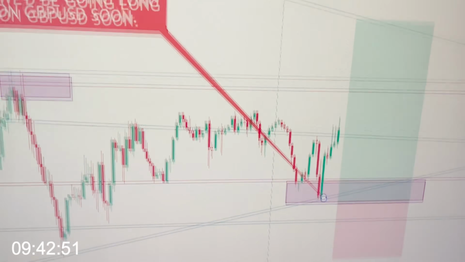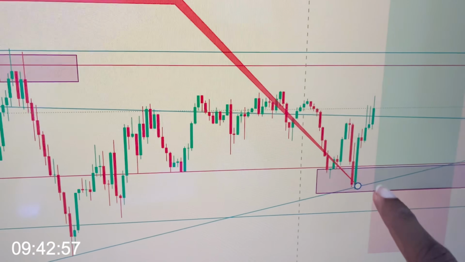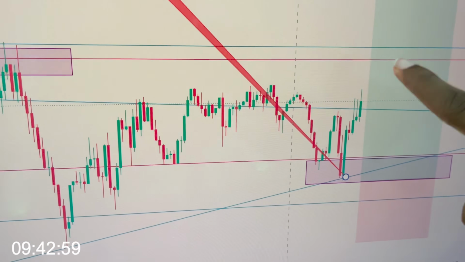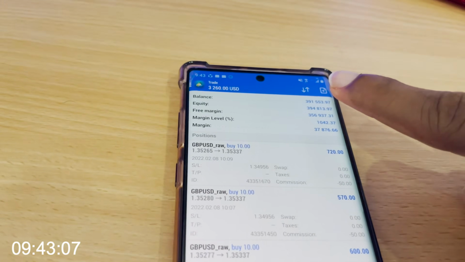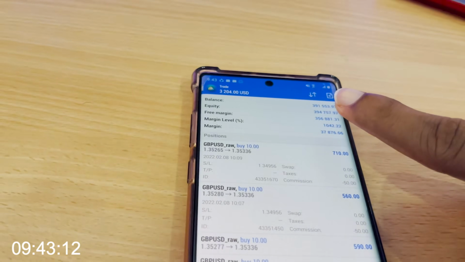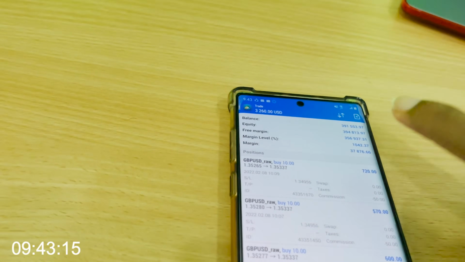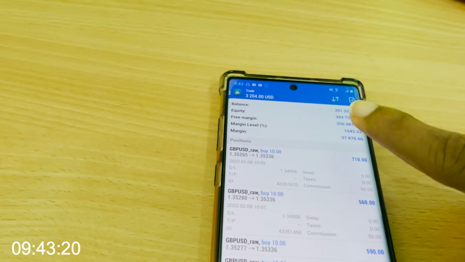So I got some entry which I said to the group. I said we'll be going long on GBPUSD soon. So at this point, we're going to be going long. I'm already on this trade. I'm already filled up. I have a lot of orders, close to about 50 lots. On this account, basically, it started from 400,000. So you can see I'm down with about 8,000 plus on this account. So I've not really been performing well yet. Though I'm in profit, I'm not performing well yet.